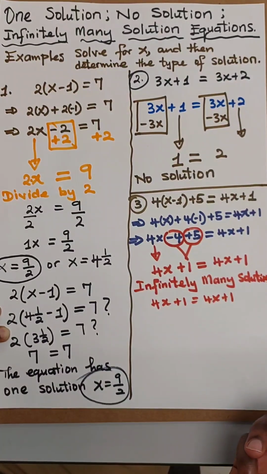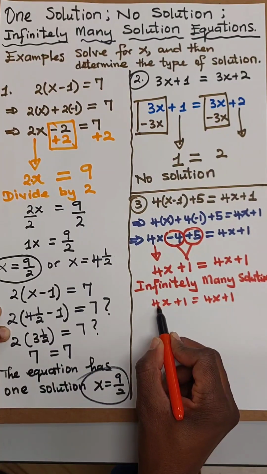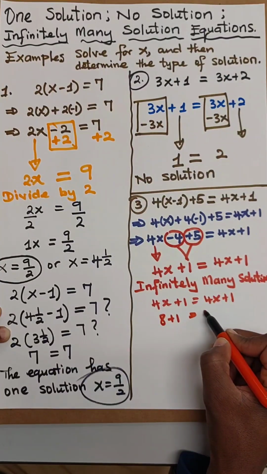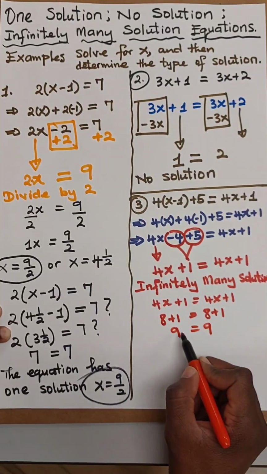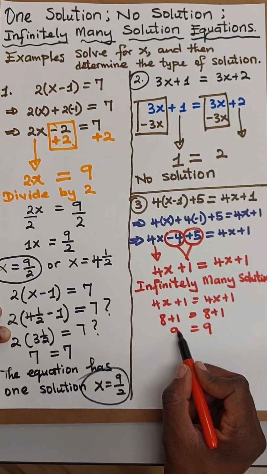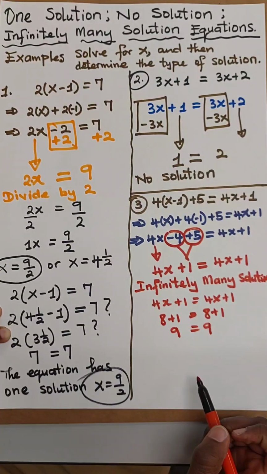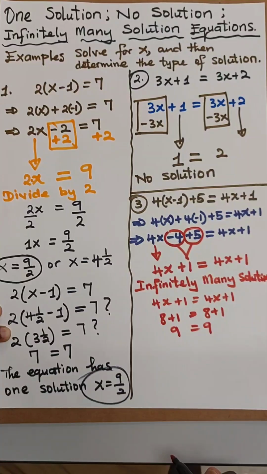If x is the number 2, then we will have 4 times 2, which will be 8, plus 1 equals, on this side, 4 times 2 again, which will be 8 plus 1. And that will give you 9 equal to 9. That means no matter what value you put for x, this side will always equal this side. So that is why you conclude that it has an infinite number of solutions, because any value of x that you put in here, the two sides will always be equal. This is how you determine the type of solution of a linear equation.